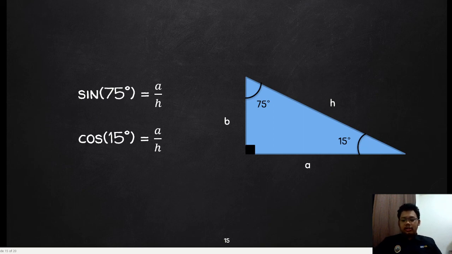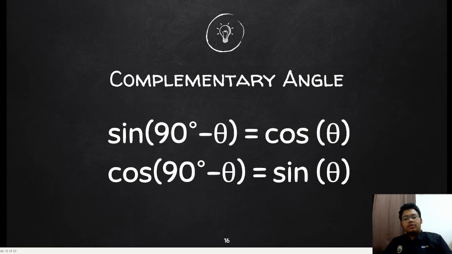And the same for cos 15, it will be adjacent over hypotenuse. So the adjacent of 15 degrees is a, the side of it, over the hypotenuse. Right. So here's another thing I want to teach you today. It's about complementary angles.